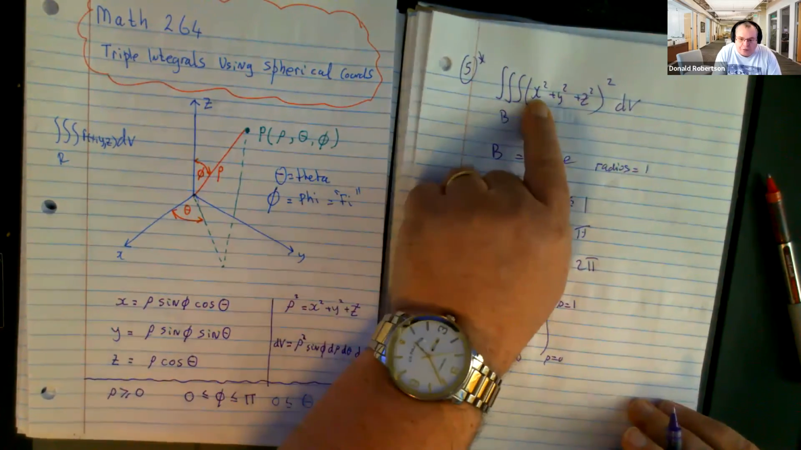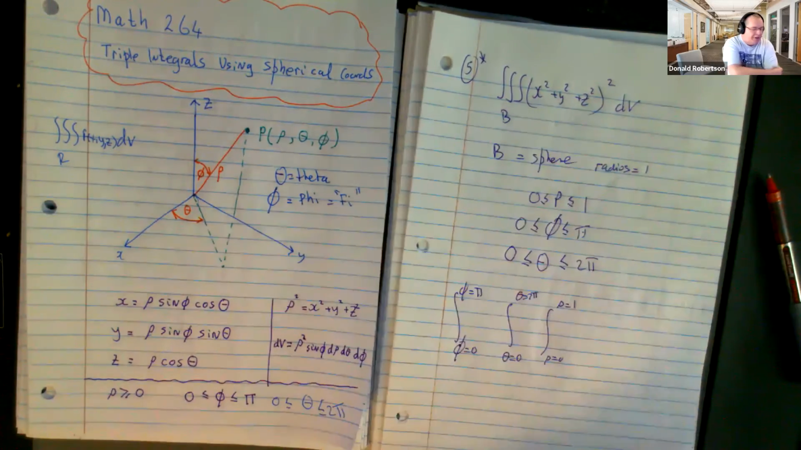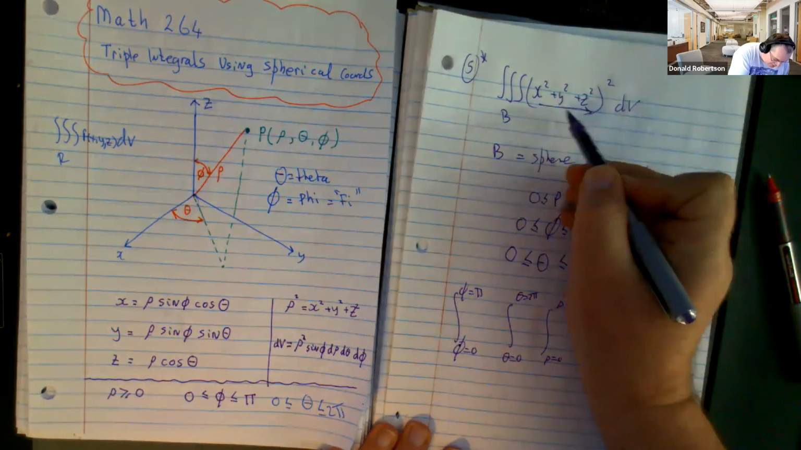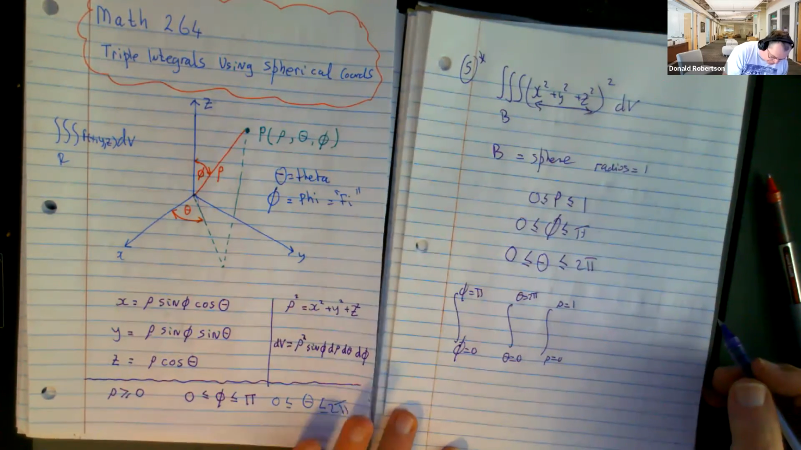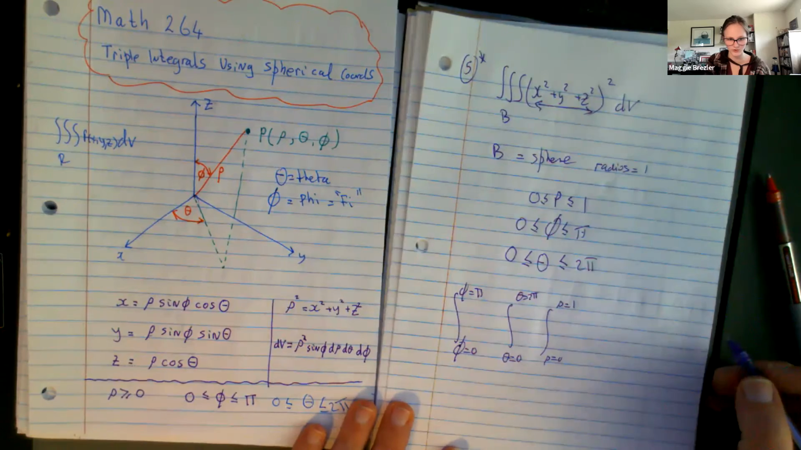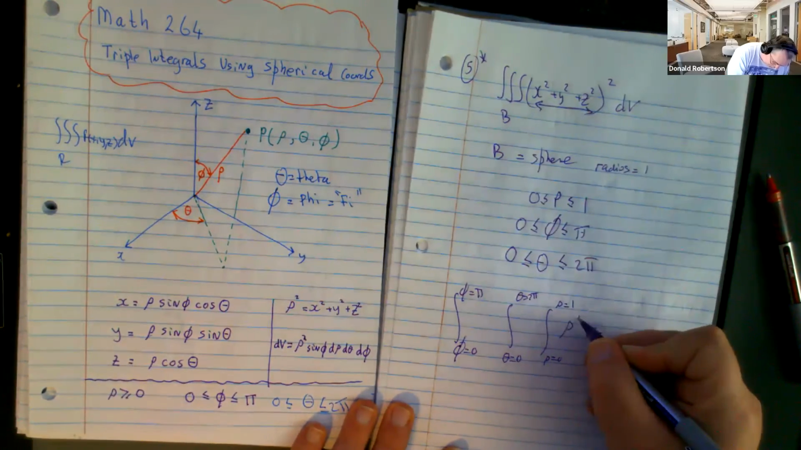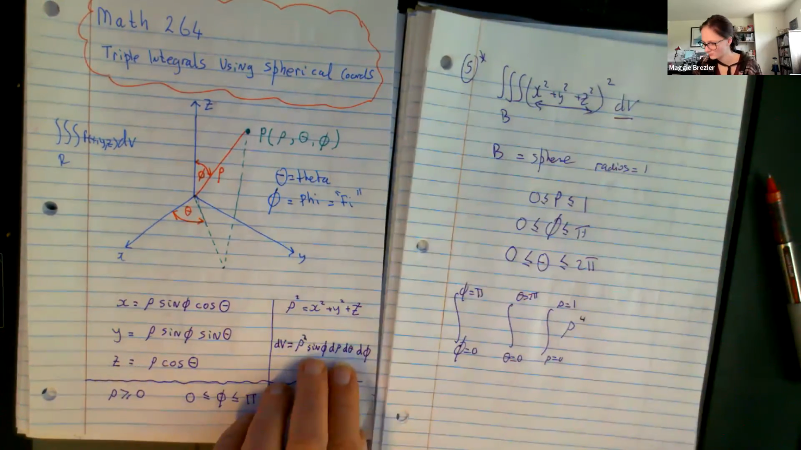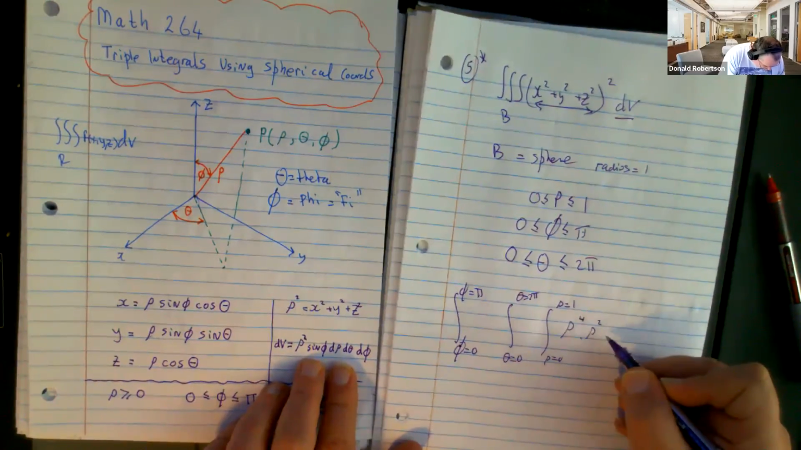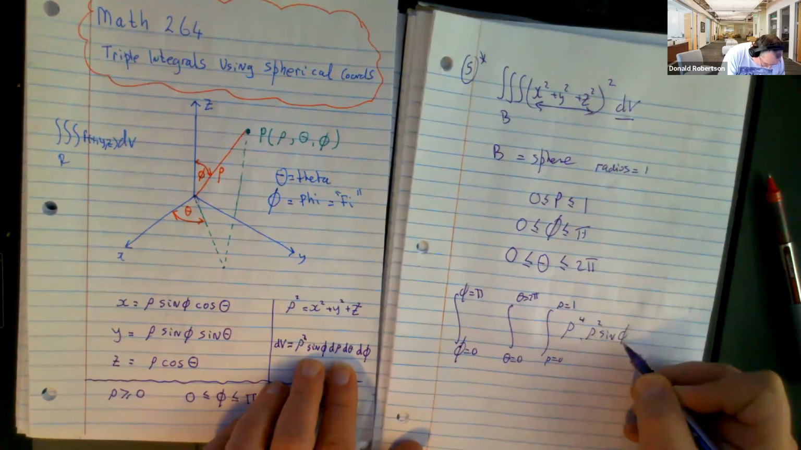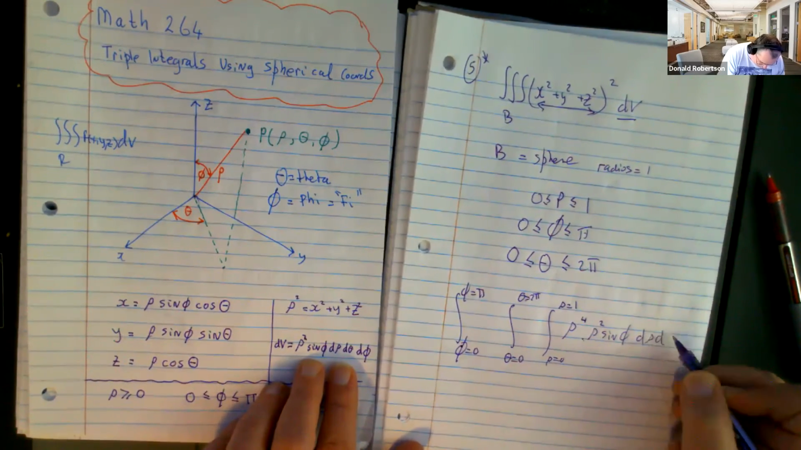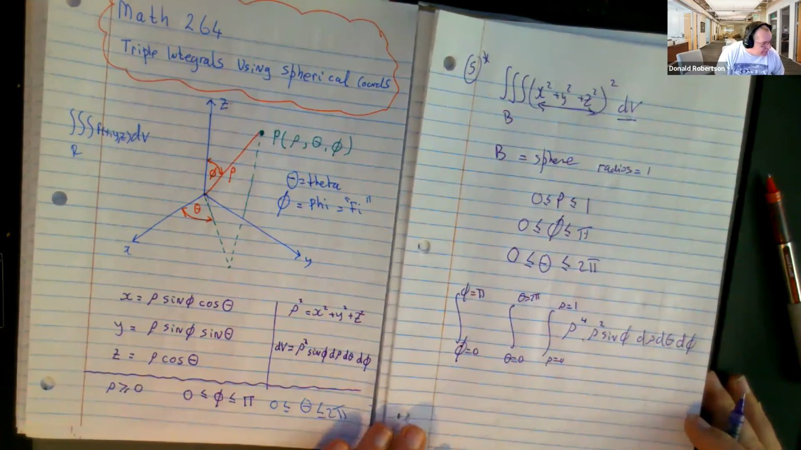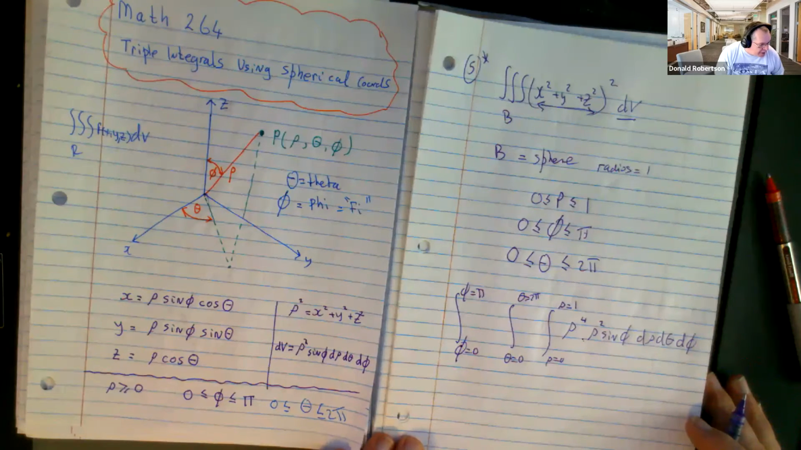What will x squared plus y squared plus z squared get replaced by? In terms of rho, theta, and phi, what do you replace that by? Wouldn't it be rho squared and then squared again? So rho to the 4. Great. And won't the dv get replaced by another rho squared sine phi d rho d theta d phi? Are we good so far?